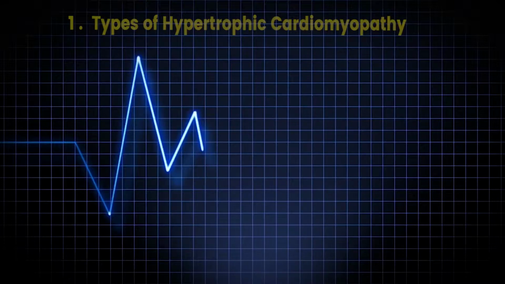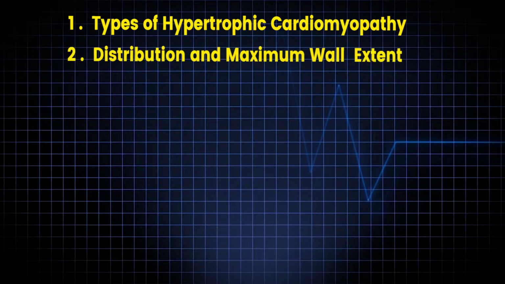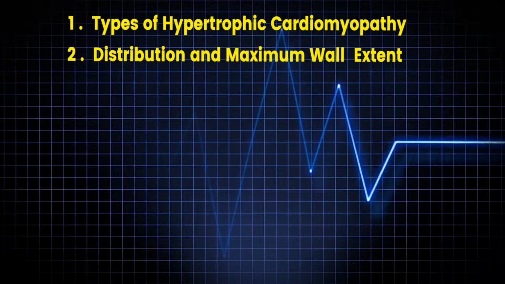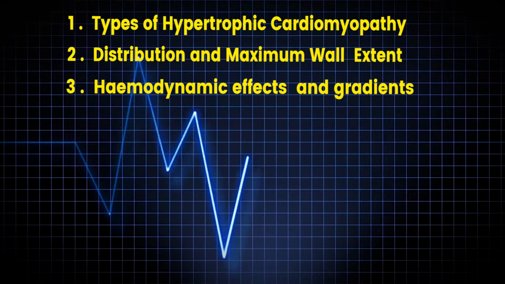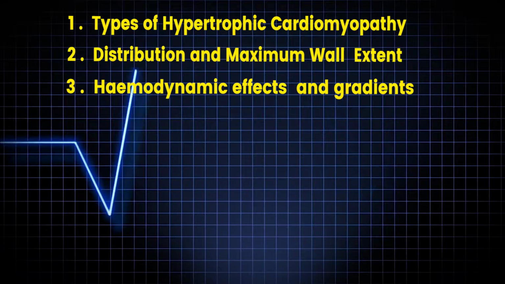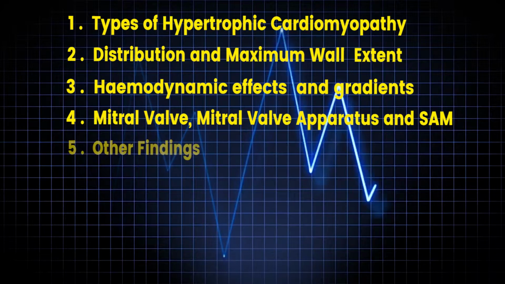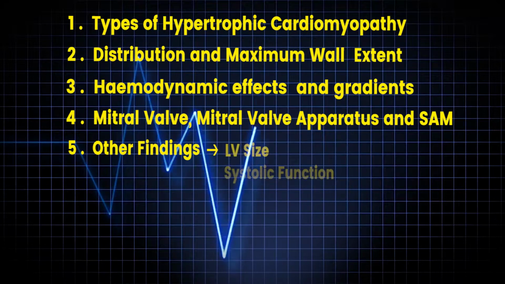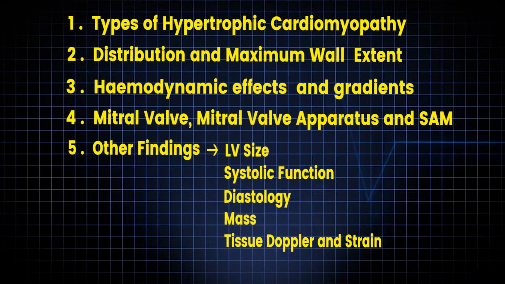Let's recap what we've just learned. First, the type of hypertrophic cardiomyopathy. Second, the distribution and the maximum wall extent. Third, the hemodynamic effects and how did you achieve those gradients. Fourth, the mitral valve apparatus, and any SAM. Finally, any other findings including LV size, systolic function, diastology, mass, tissue Doppler, and strain.